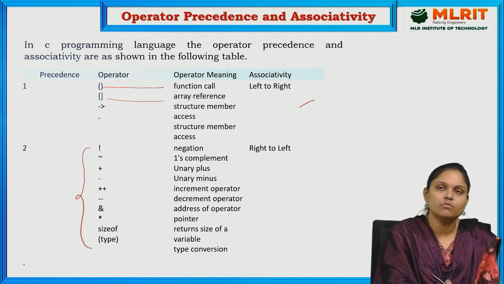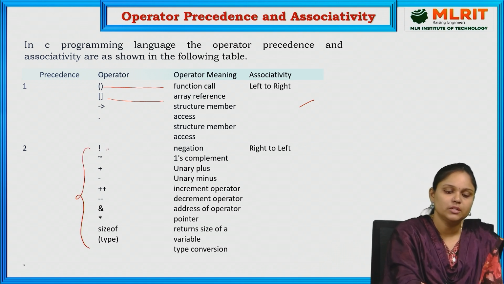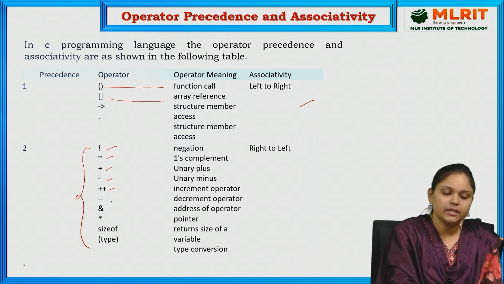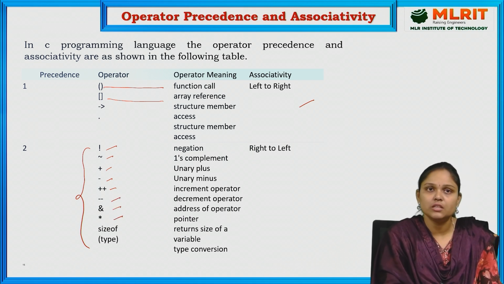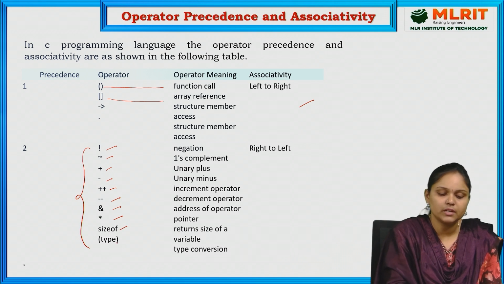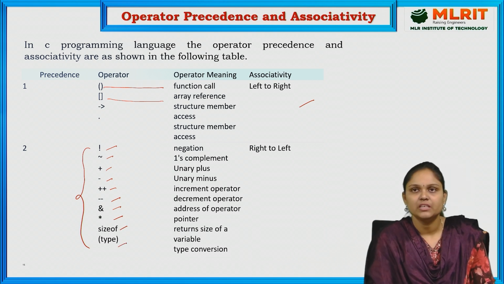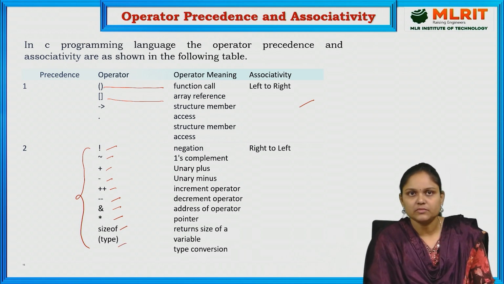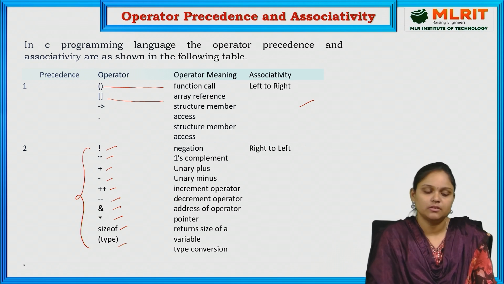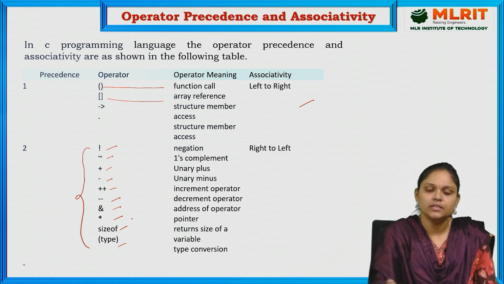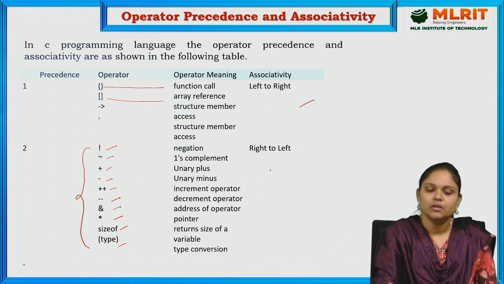The next precedence, the next priority, has all these operators in sequence. The first goes to negation, then complement, then unary plus, unary minus, and then increment and decrement. Then the address operator, the star which we use with pointers, the sizeof operator, and the typecast operator. So the second priority has all these operators, and here the associativity is from right to left.